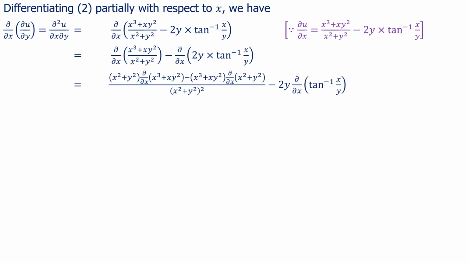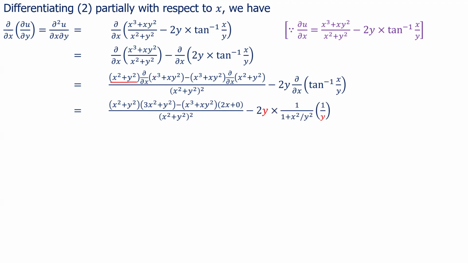division formula? The denominator (x square plus y square) into the derivative of the numerator (x cube plus xy square), minus the numerator (x cube plus xy square) and the partial derivative of the denominator (x square plus y square), whole divided by the denominator square, meaning (x square plus y square) whole square, minus 2y we can take outside, and the partial derivative of tan inverse of x by y. So let us try to find out.